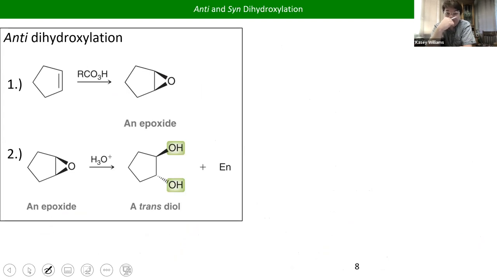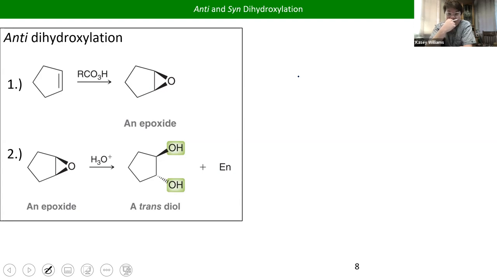All right, so if we wanted to make a diol, this process is called dihydroxylation. Dihydroxylation is the same thing as saying making a diol. Adding a hydroxyl group means adding an OH, like a hydroxide ion. So dihydroxylation means you're adding two OH groups.